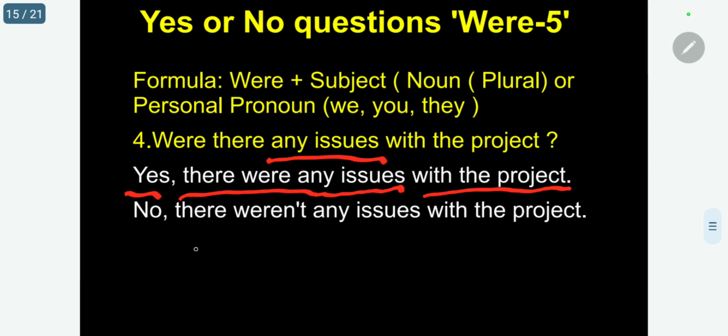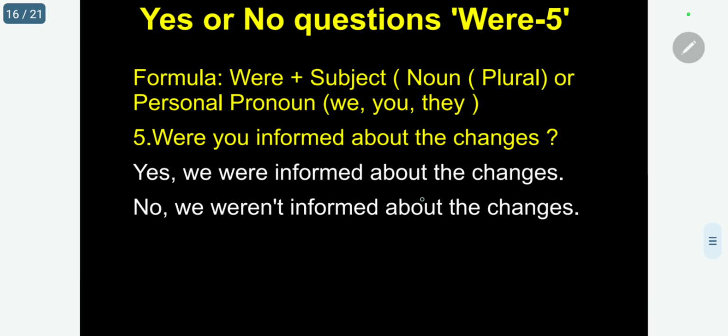If it is negative, no, there weren't any issues with the project. Please follow. Fifth question.